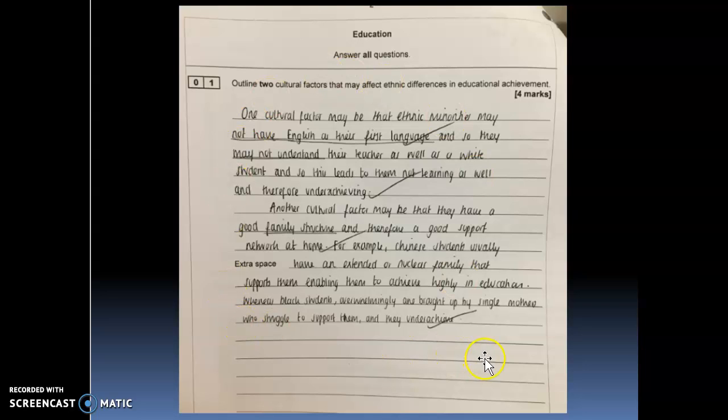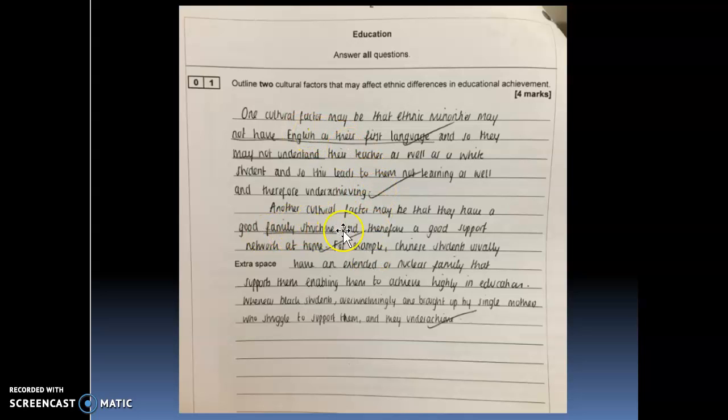So glancing at this answer, you can clearly see that she has given 2 clear and distinct factors. She uses signposts such as one cultural factor, another cultural factor, and she states them both clearly for the identification mark. For example, English not being the first language and family structure, and then explains both and how it links to achievement. So, for example, not having English as your first language, this means that you will not understand the teacher as well as a white student, and this will lead them to not learning and therefore underachieving. Really explicitly, clearly answering the question.